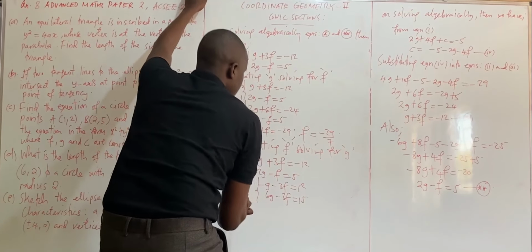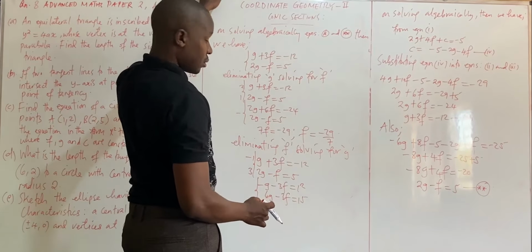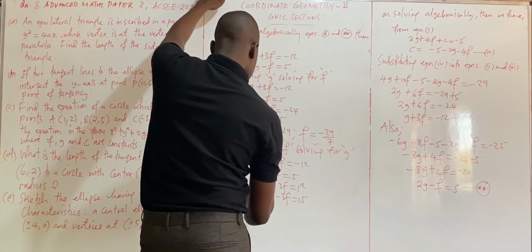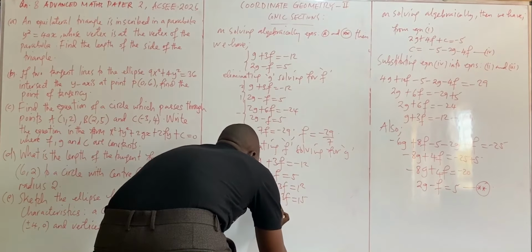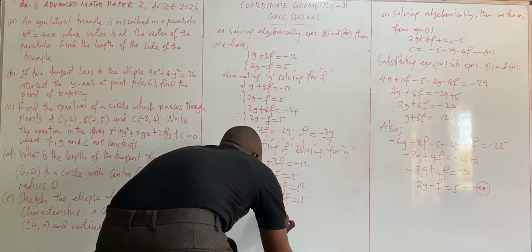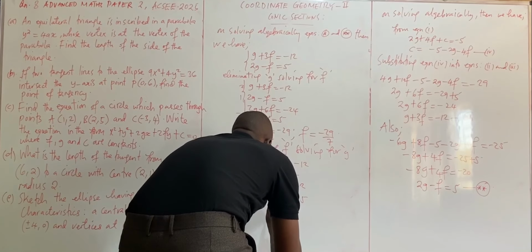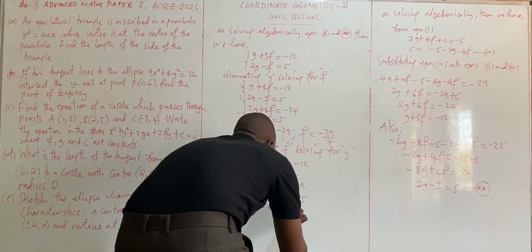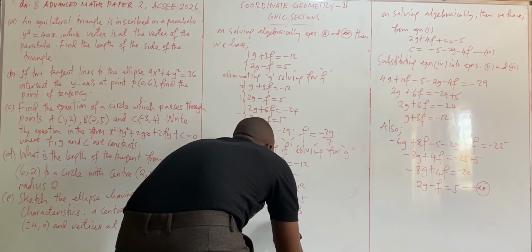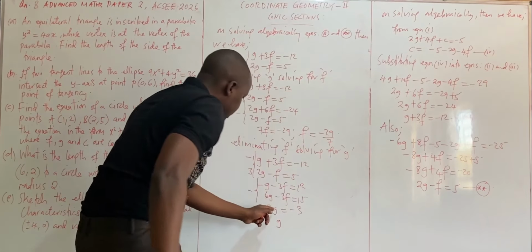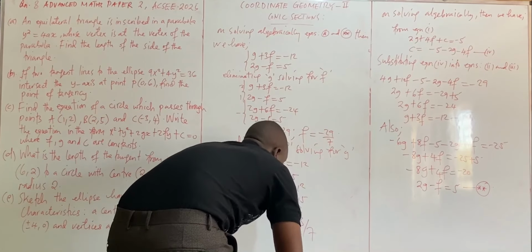What operator should be applied here? If the coefficients for F are to be 0, we need to introduce negative because the signs look the same. So this minus that, we get negative 7G. Then the F terms become 0. 12 minus that much, we get negative 3. If you divide both sides by negative 7, we end up getting the value of G is equal to 3 over 7, positive.